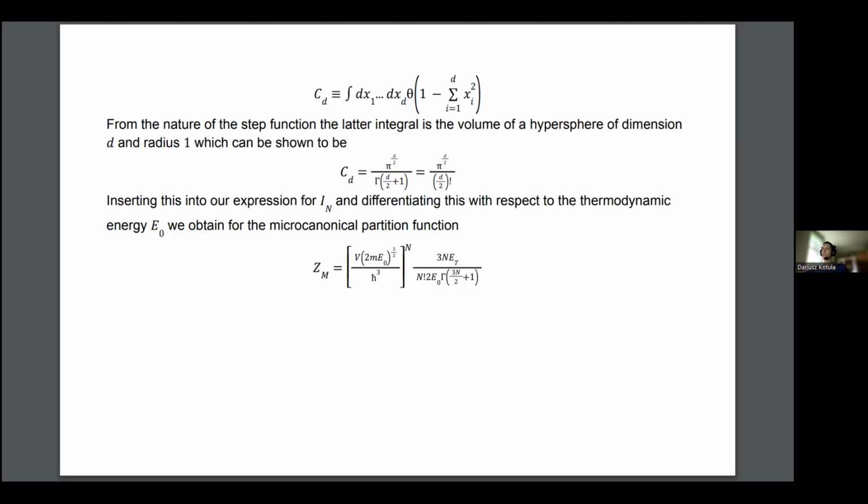Inserting this into our expression for In and differentiating with respect to the thermodynamic energy E0, we obtain for the microcanonical partition function, which is equal to volume V times mass m times the mean thermodynamic energy E0 to the power of 3 over 2 divided by the reduced Planck constant to the power of 3, and all this to the power of n, times 3n times the reference energy Et divided by n factorial times 2 times the mean thermodynamic energy E0 times the gamma function of 3n over 2 plus 1.